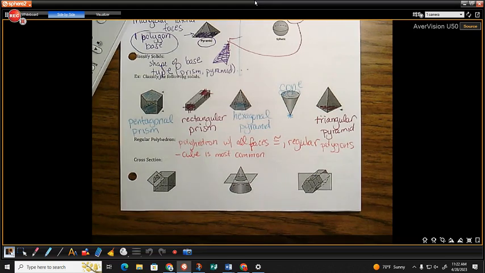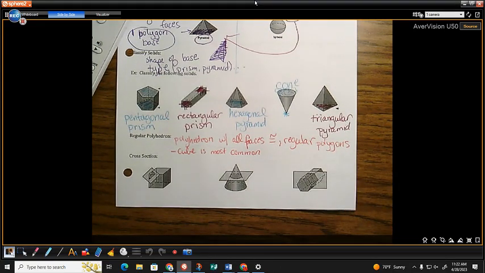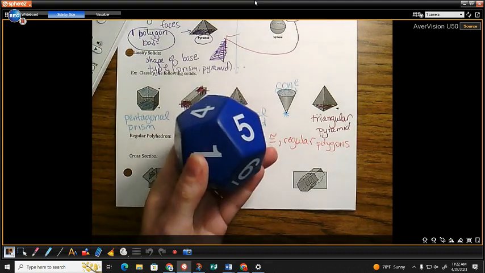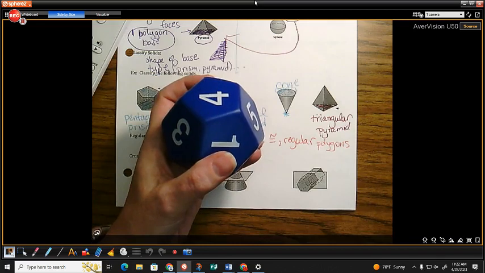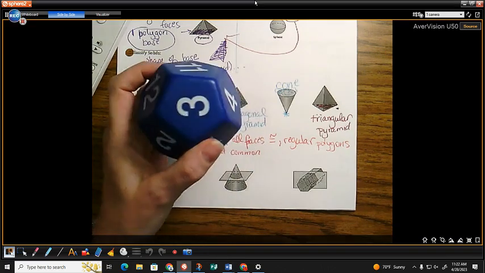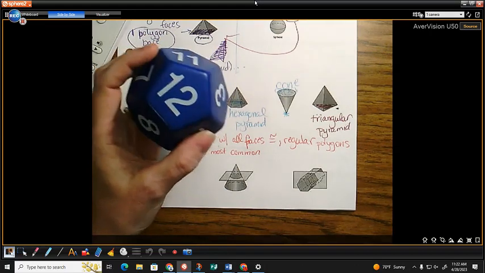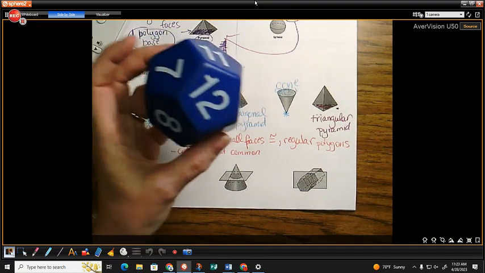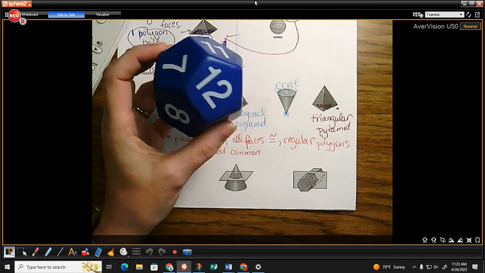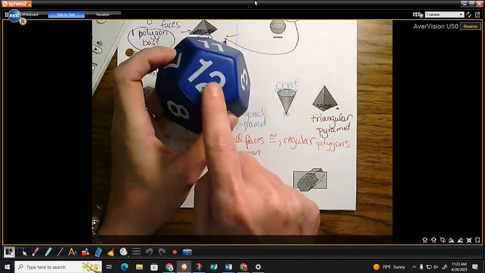What's the next thing you can make? After we did regular triangles, regular quadrilaterals, regular pentagons. Kites can't be regular because they automatically don't have all congruent sides. They have 2 sets of adjacent. Could you do pentagons to make a regular polyhedron? Yes. This is a dodecahedron, a 12-gon, also known as a D12. Okay? And it's made of regular pentagons.